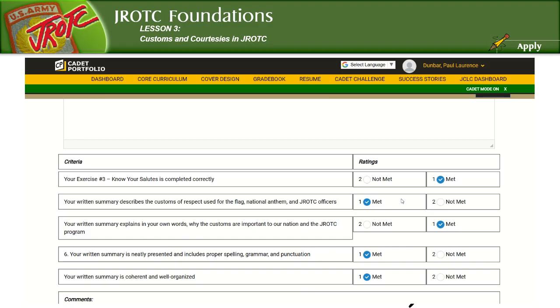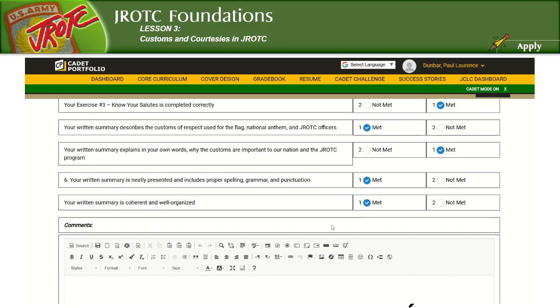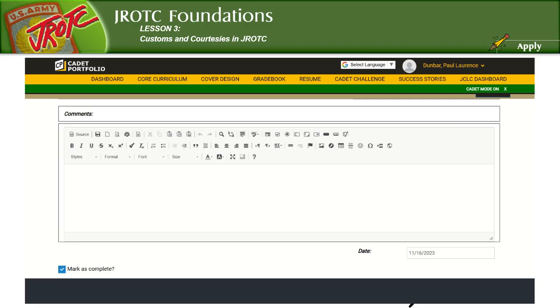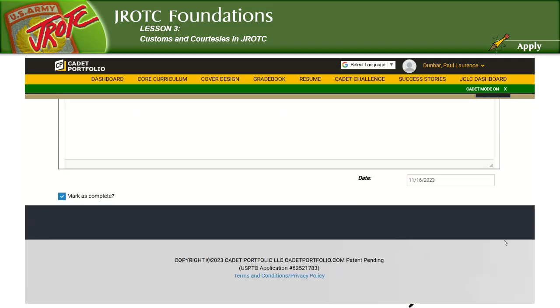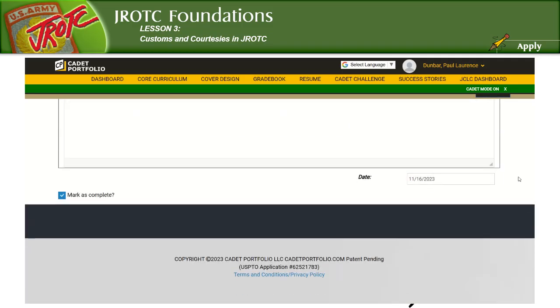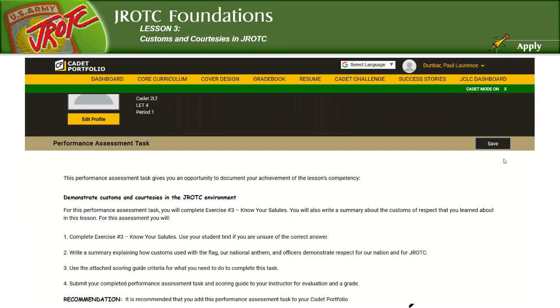Okay, once you have done that, select met, mark as complete, scroll back, make sure you put the date in, scroll back up to the top, and hit save.